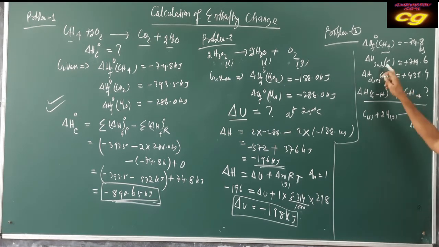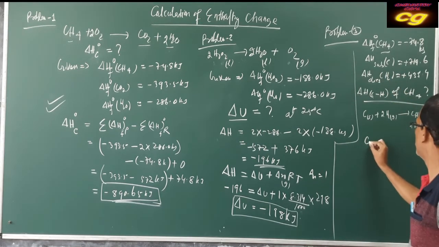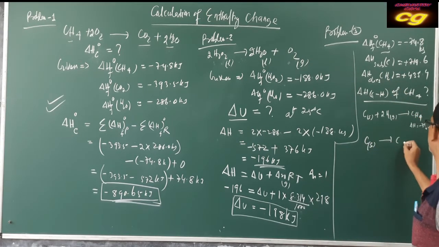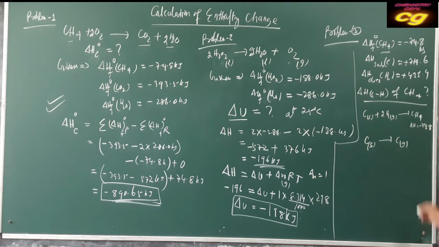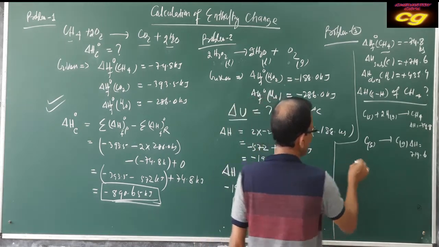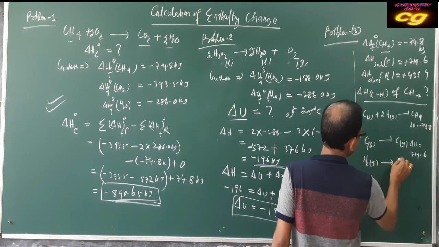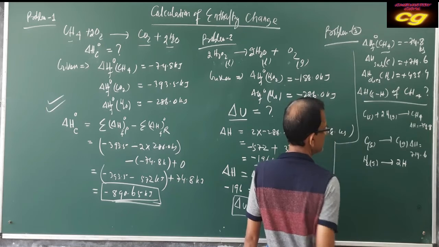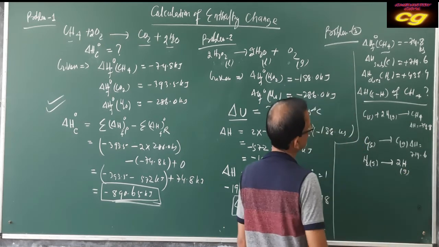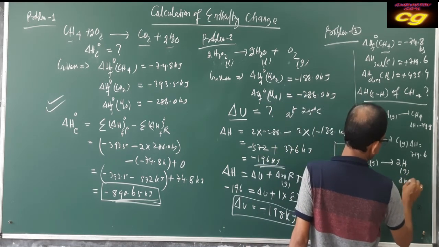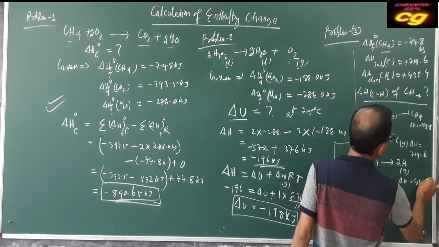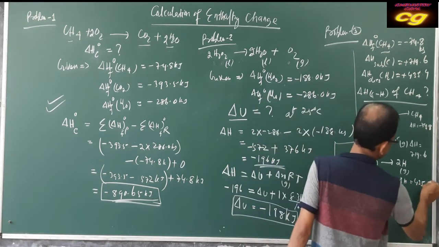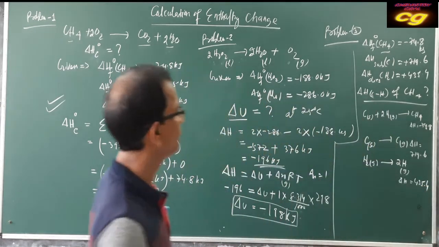Then the enthalpy of sublimation of carbon, that means C(s) converts to C(g). Here the enthalpy change, delta H, is equal to how much? That is 719.6. Then the dissociation enthalpy of hydrogen, that means H2(g) converts to 2H(g). For this change, delta H is equal to how much? 435.4.